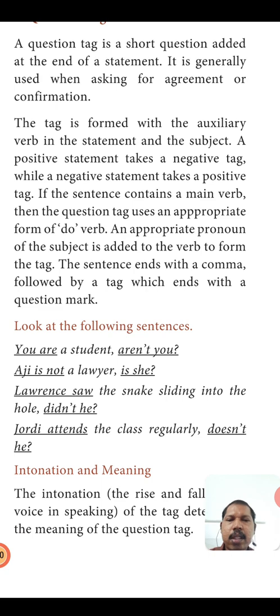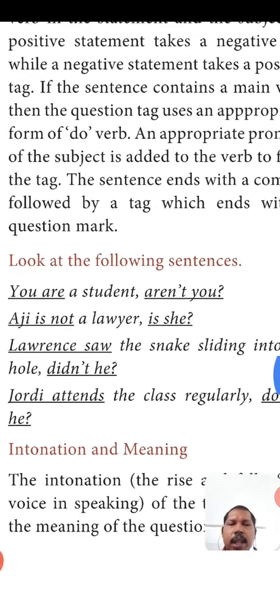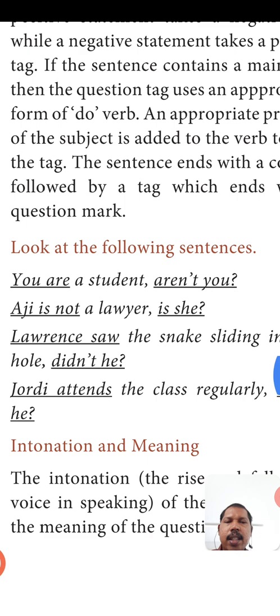There are exceptions. We can use there, and one also. There and one also can be used in the question tag if the sentence is beginning with there or one. Otherwise, we have to use only personal pronouns. The sentence ends with a comma followed by a tag which ends with a question mark. So the statement ends with a comma and then we have to write the question tag ending with a question mark. Look at the example.